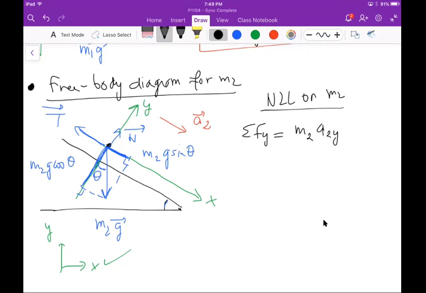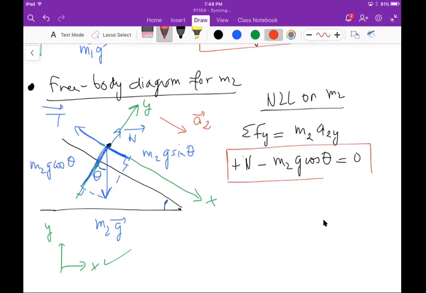Now all we have to do is just apply the relation. So in the y projection, we end up with plus N minus M2g cosine theta equals zero. Why zero? Because there is no acceleration along the y-axis. The block M2 is moving only along the x-axis, and that's why A2y is equal to zero. There is no acceleration along the y-axis.